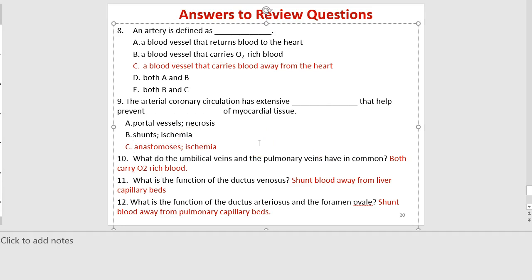The coronary circulation has anastomoses that help prevent ischemia of myocardial tissue.